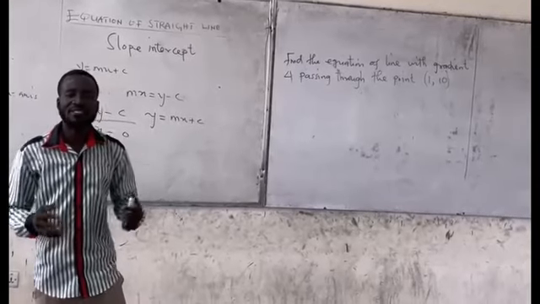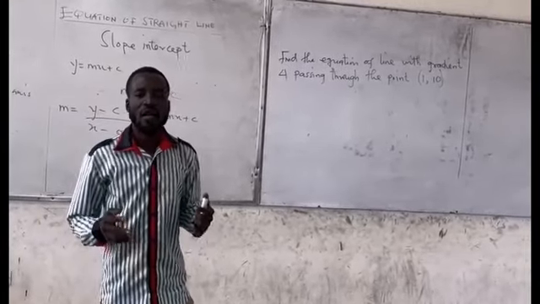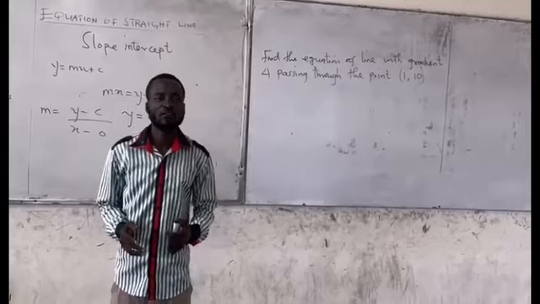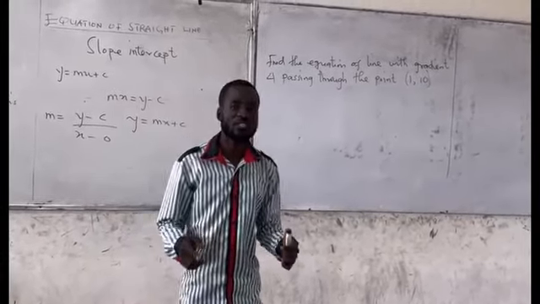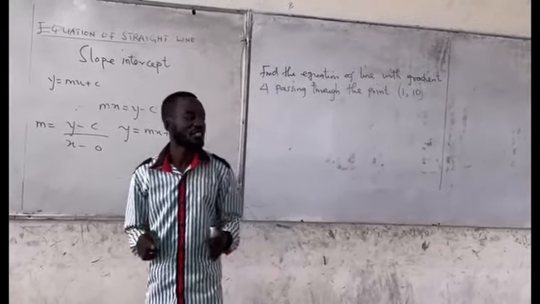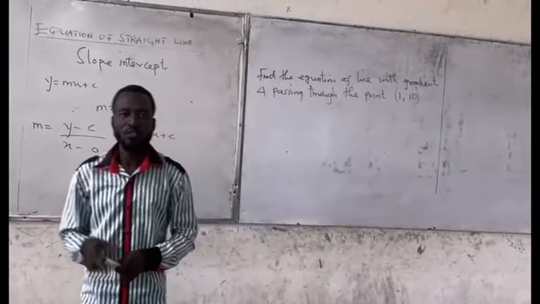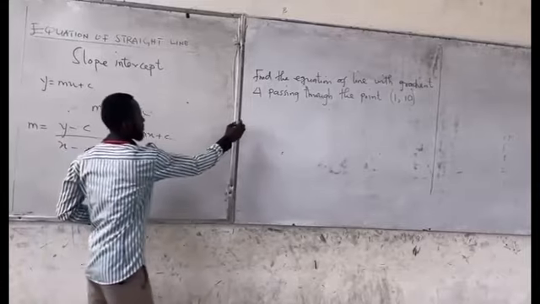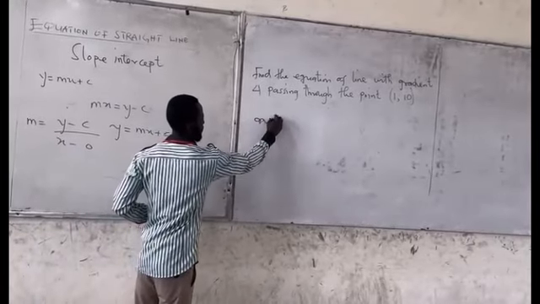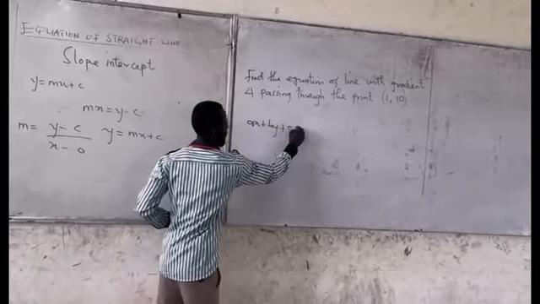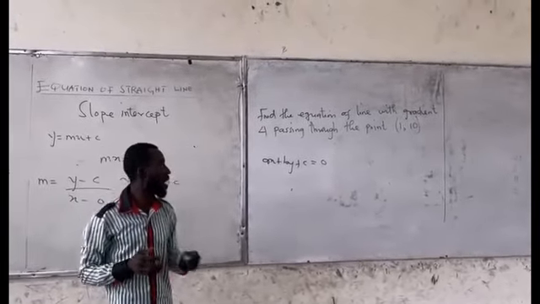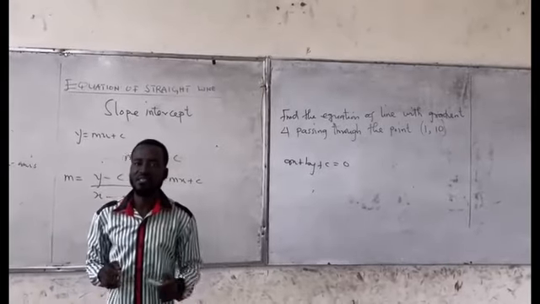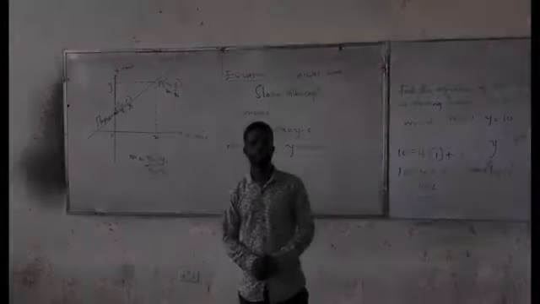Now we have already discussed that we have other forms for finding the equation of a straight line. We have a standard or general form which we can use to find the equation of a straight line, which is given by ax plus by plus c is equal to 0, where a, b, and c are constants.